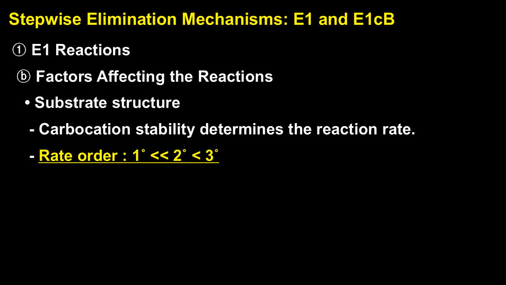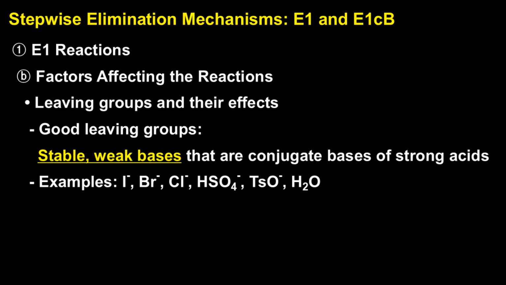Next, let's consider the structure of the substrate. Since the E1 mechanism goes through a carbocation intermediate, the stability of that carbocation really matters. The more stable the carbocation, the more likely the reaction is to happen. Tertiary substrates are ideal for E1 reactions. Secondary ones can still work, but primary substrates? They're just too unstable. E1 barely happens with them. So if you're trying to predict whether a reaction will follow the E1 pathway, start by asking, how stable would the carbocation be? Now let's talk about leaving groups.